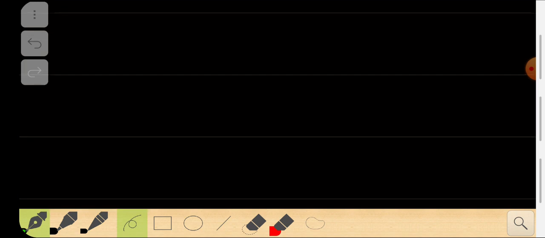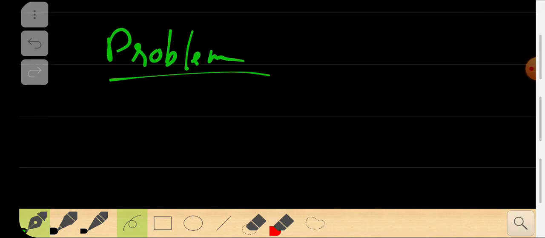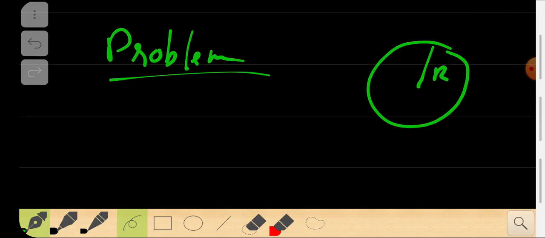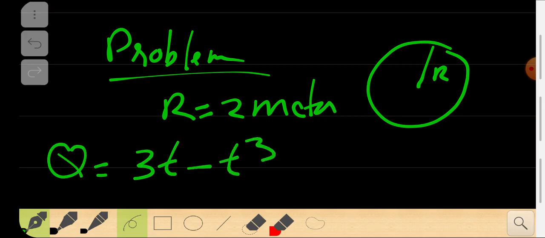So now let's do a problem. Let's say there is a rotatory path with radius r equal to 2 meters, and theta, which is a function of time, will be 3t minus t cubed. So let it be like that.